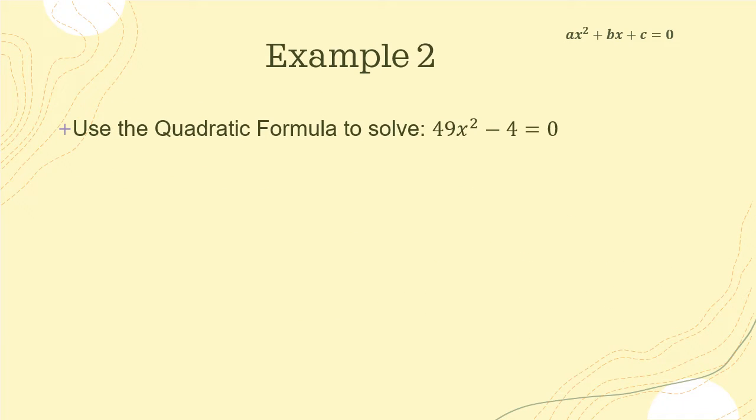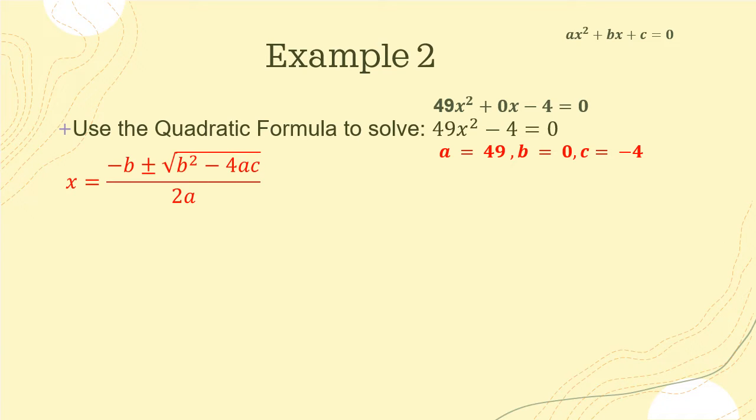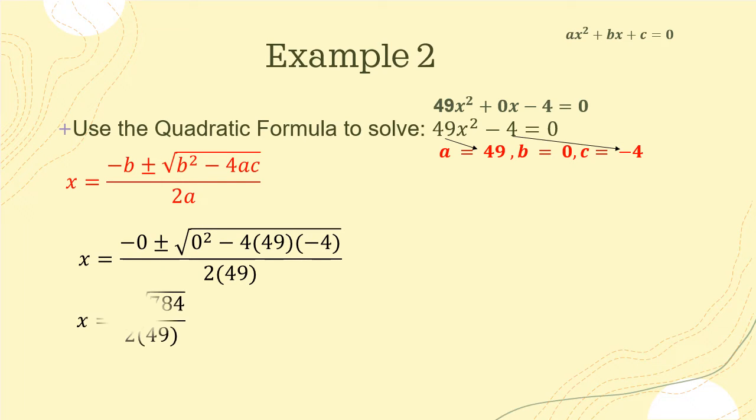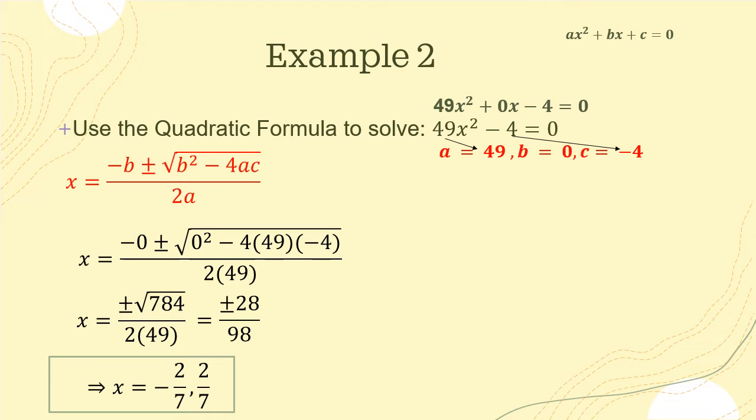Another example. So first we have to identify my a, my b, my c. So here keep in mind we have b equals 0. Now we're gonna plug these values in the quadratic formula. So after simplification, we get x equal to positive or negative 2 over 7.